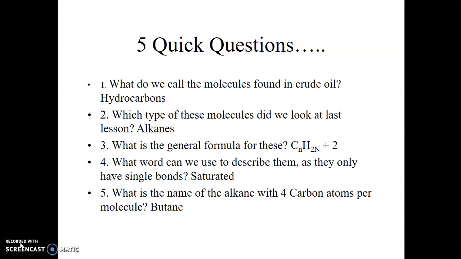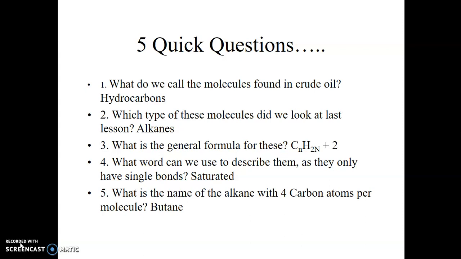The answer is alkanes. Number 3, what is the general formula for alkanes? It is CnH2n+2. So however many carbons a particular alkane has, it will have twice as many hydrogens in each molecule plus 2. So if it has 2 carbon atoms in the molecule, it will have twice as many, so that's 4 hydrogens plus 2, 6. So it would be C2H6.